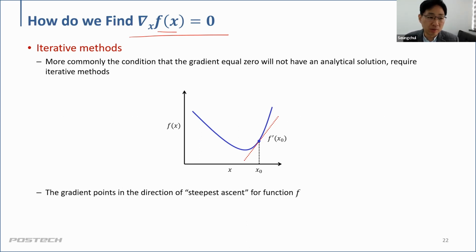So don't worry about the iterations yet. I'm going to explain what the meaning of iterative or iterations is in a minute. But for now, don't worry about it. What I want to say is that I want to use a computer to find out the solutions. So more commonly, the condition that the gradient equals 0 will not have analytical solutions. In that case, you want to have iterative approaches.